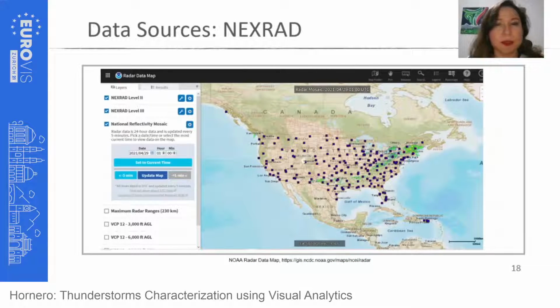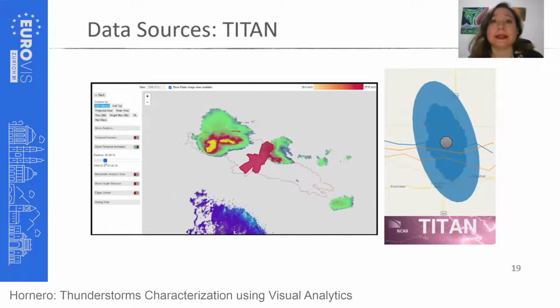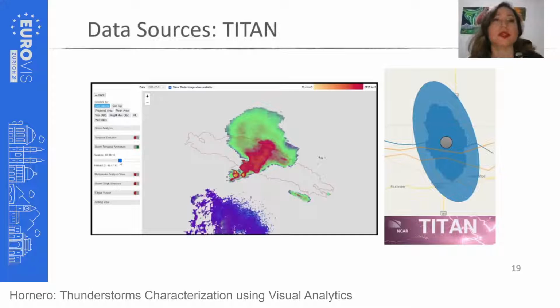Before entering into the specifics of how our visual design supports forecaster tasks, we will describe the data sources used. Hornero currently uses two main data sources: radar data coming from the next generation radar, NEXRAD stations, provided by the National Oceanic and Atmospheric Administration of the United States, the NOAA, and structural information of storms detected by TITAN, a thunderstorm identification, tracking, and analysis and nowcasting system of the National Center for Atmospheric Research of the United States.